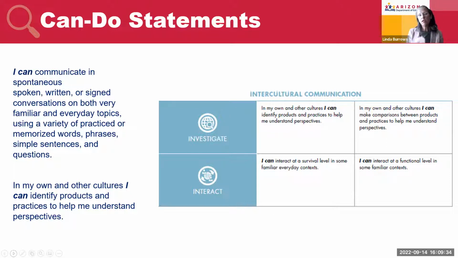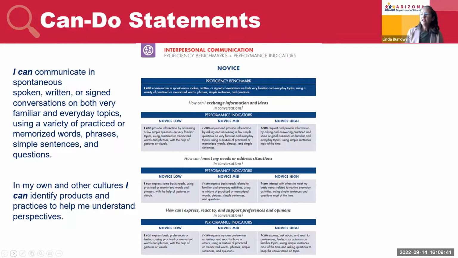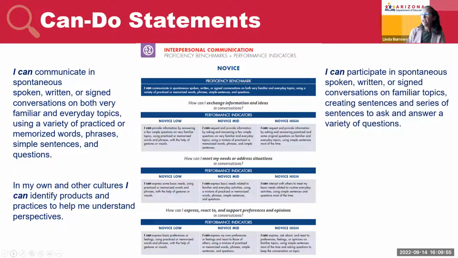So that's where we know our students are on a novice level with these kind of generic I can statements. The link that I sent to you also had the more in-depth novice ones. You can look and see we can go from a novice mid to a novice high. And we know we want to take our students to participate in spontaneous spoken, written, or signed conversations on familiar topics, creating sentences and a series of sentences to ask and answer a variety of questions.